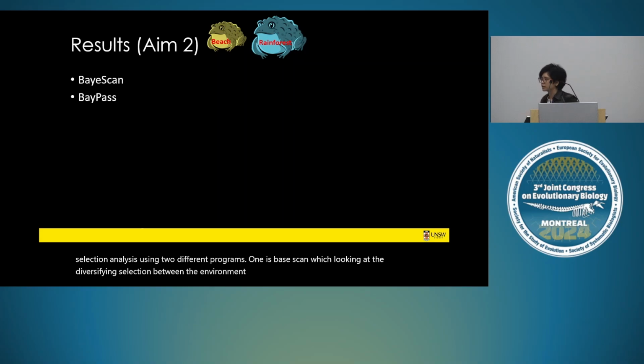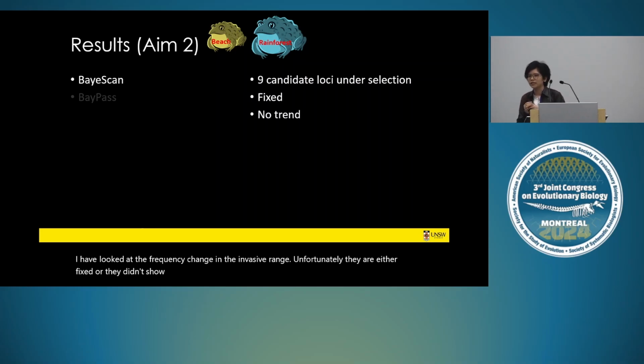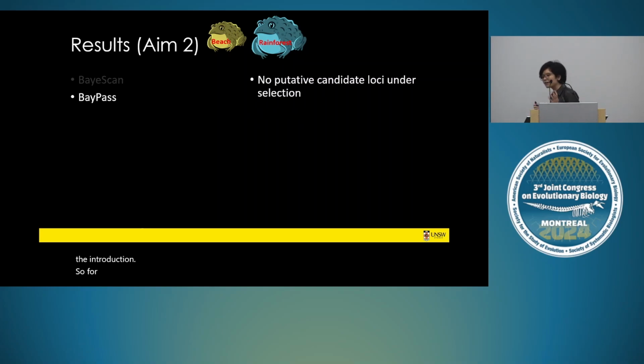And the second one is BayPass, which contrasts different environments in the native range. For BayeScan, I found 9 candidate loci under selection, and I looked at the frequency change in the invasive range. Unfortunately, they're either fixed or they didn't show any trend. But that's really expected, because the introduction has undergone multiple bottlenecks. These alleles may be just gone in the introduction. So for BayPass, I didn't find any candidate loci under selection.